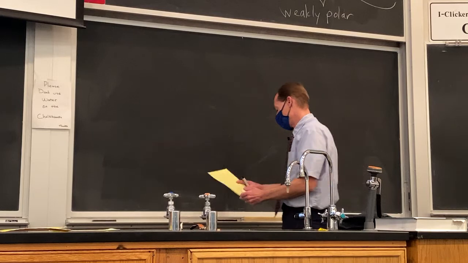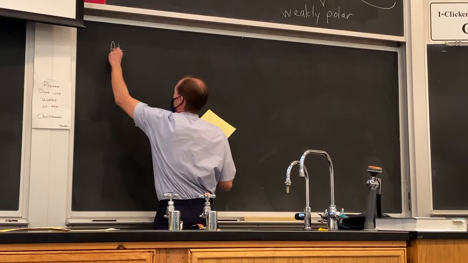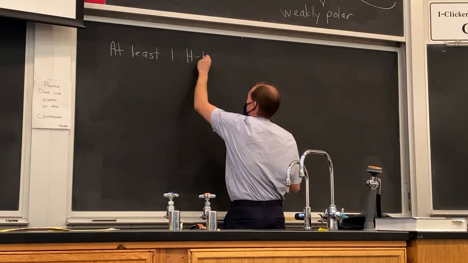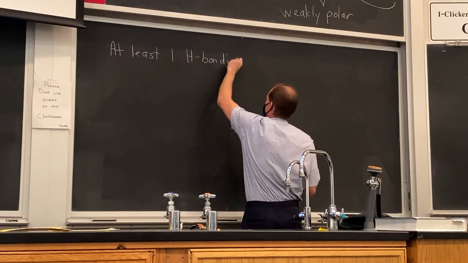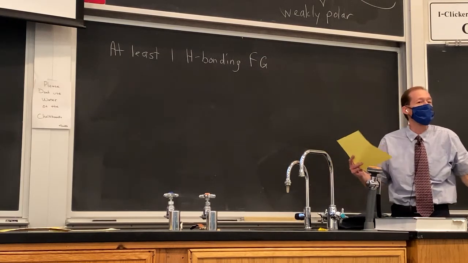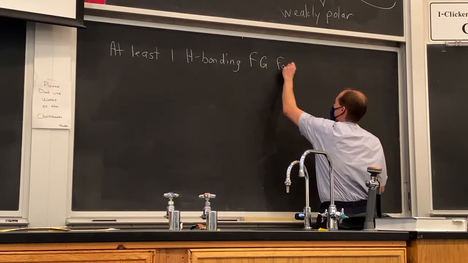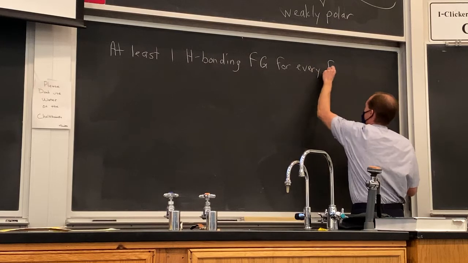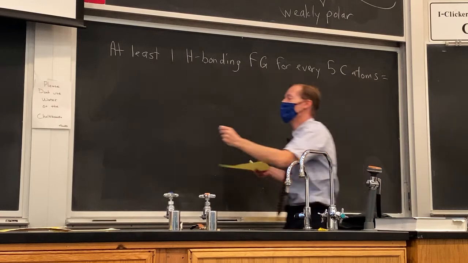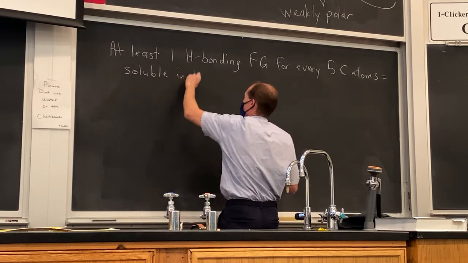So there's a guideline. The guideline is at least one hydrogen bonding functional group. FG is an abbreviation I like to use for functional group. At least one hydrogen bonding functional group for every 5 carbon atoms will render a molecule soluble in water.